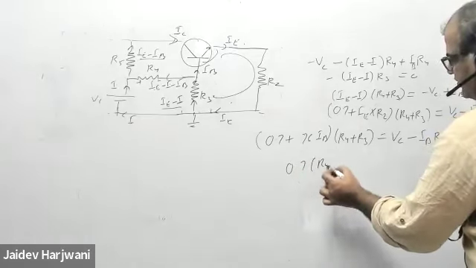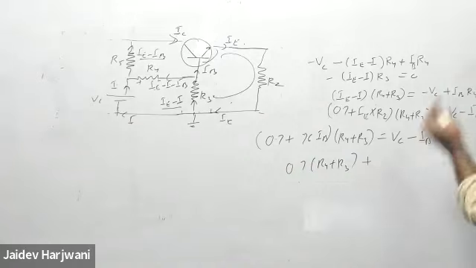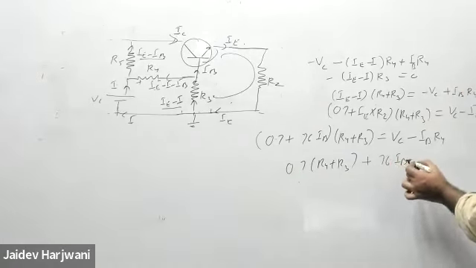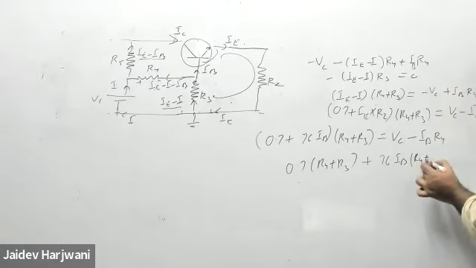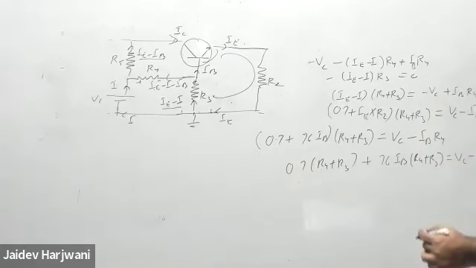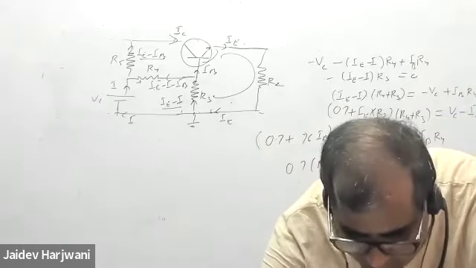0.7 R4 plus R3, okay, plus 76 IB R4 plus R3 plus VC minus IB R4, okay. Sir, the right side of the board is missing. This is just a calculation you have to solve.